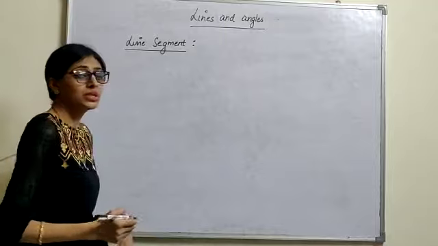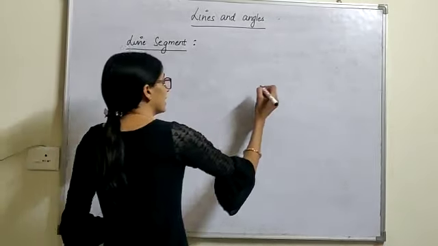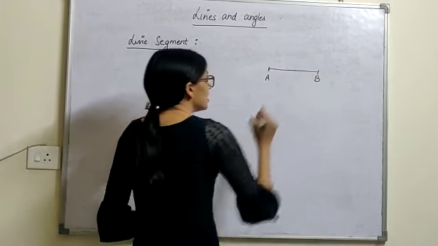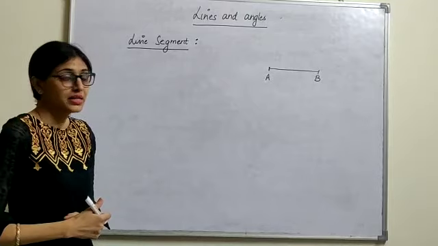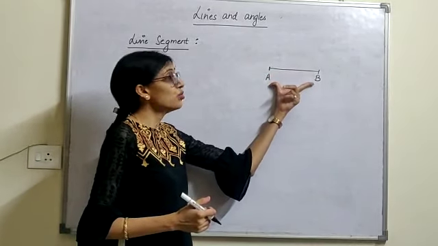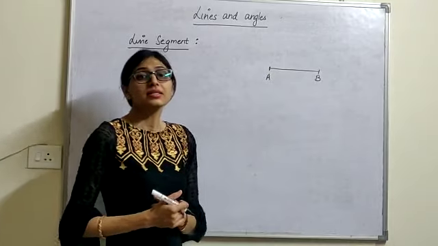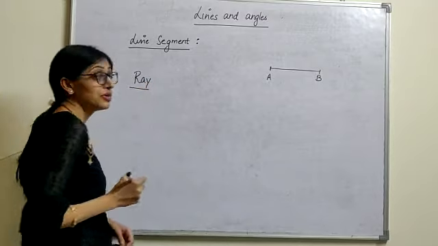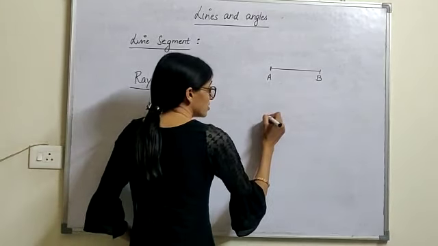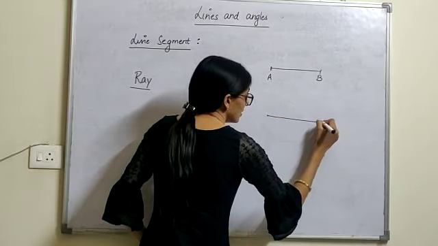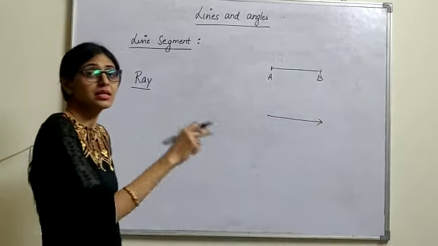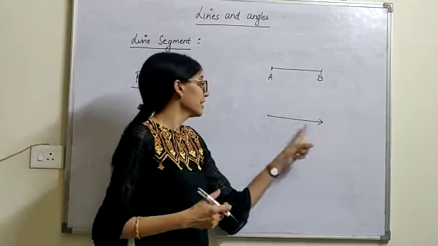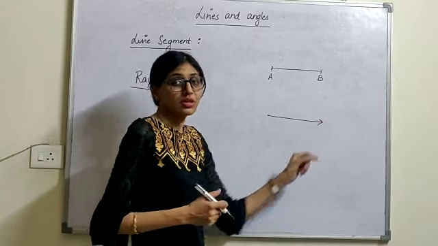Now what do we understand by the term line segment? Any line having two endpoints is known as a line segment. Second term is ray. A ray has one endpoint, and from the other side it points in a single direction.